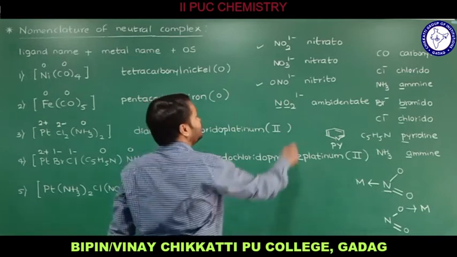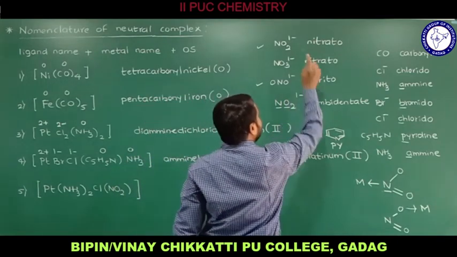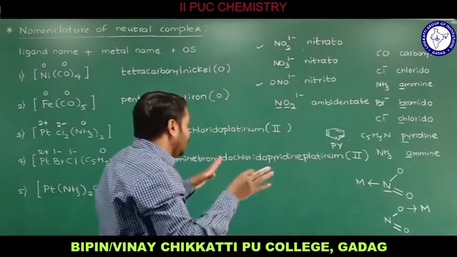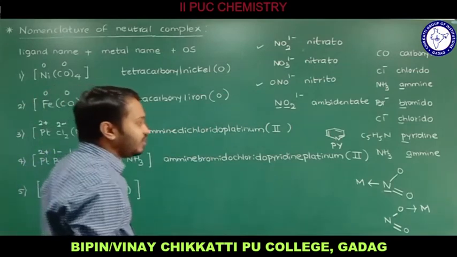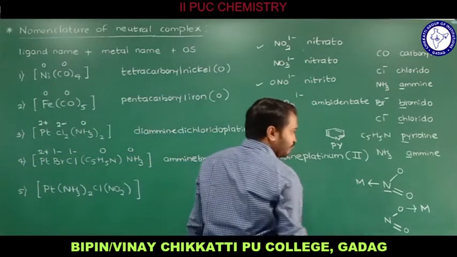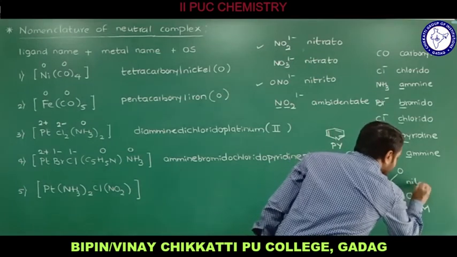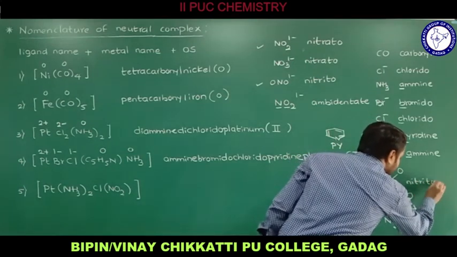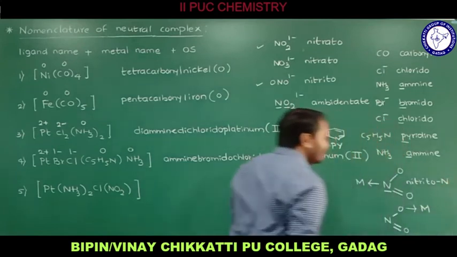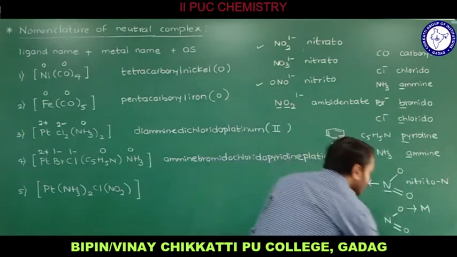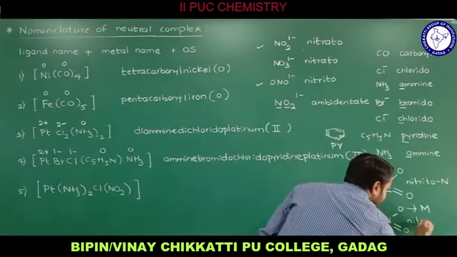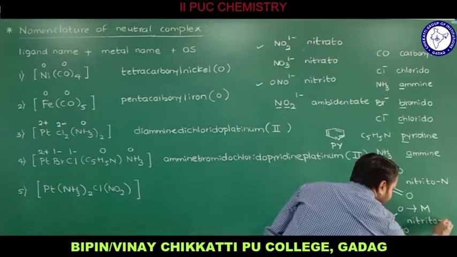And in general, we write nitro and nitrito. In this particular compound, the name I am going to write here: this will be nitro-N, I write, and this one I write nitrito-O.